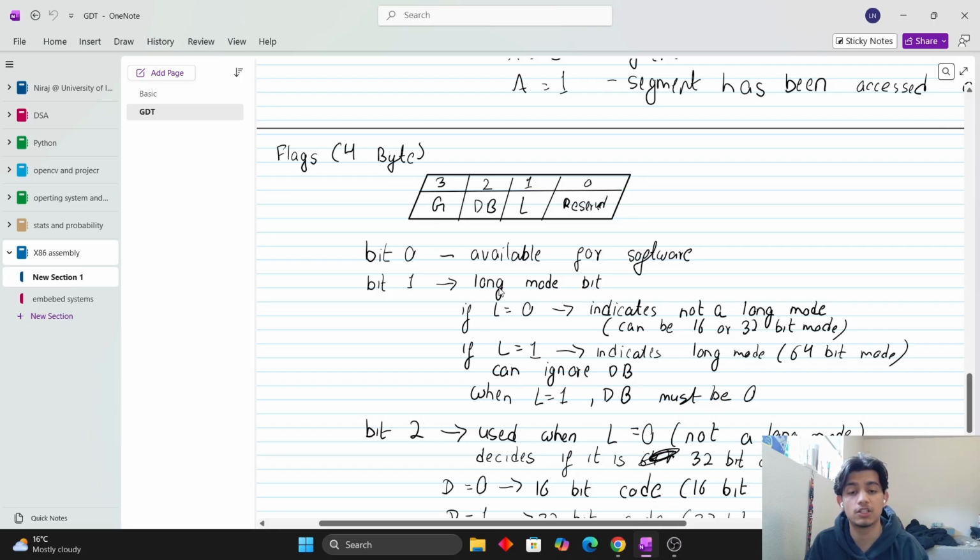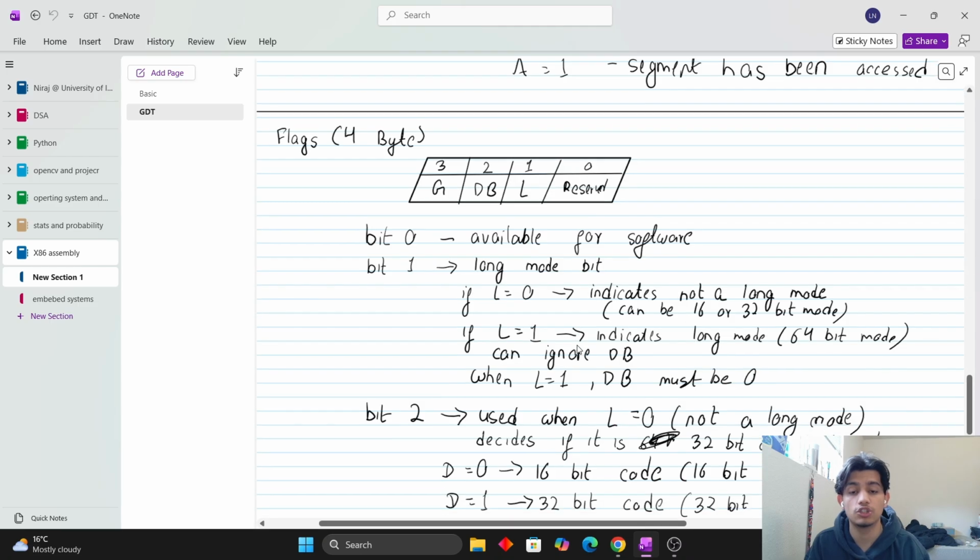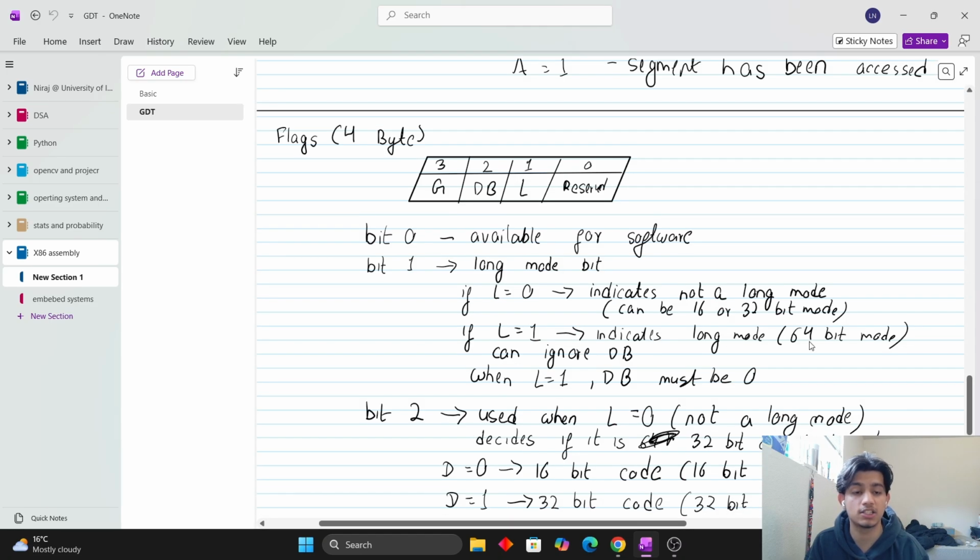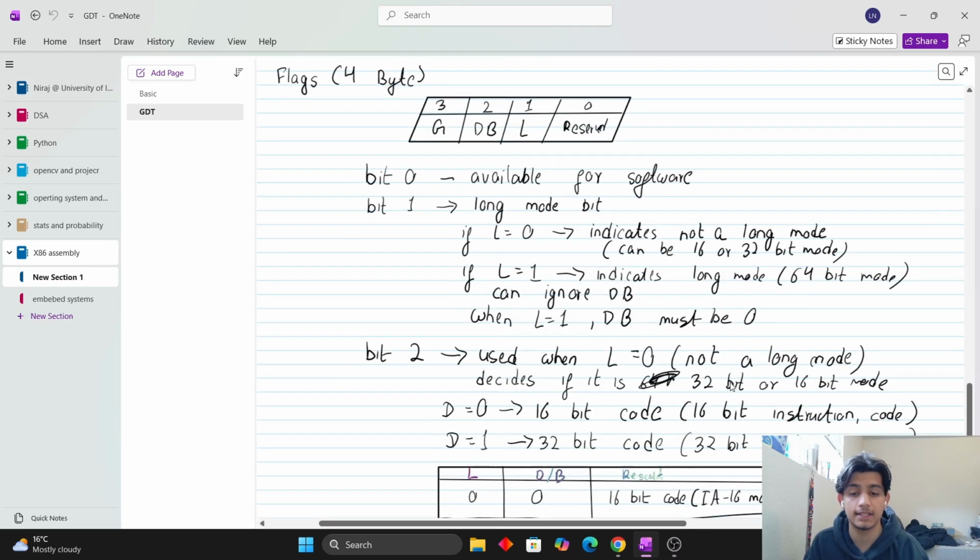Bit 1 represents the long mode bit. If it is 0, it is not long mode, so it can be 16 or 32-bit, which is controlled by the DB bit. If it is 1, then it indicates long mode, which means we can ignore DB. But the convention is that if L equals 1, meaning long mode, DB must be 0. If L equals 1 and DB also equals 1, the CPU will throw an exception, and it won't happen. So that is the case.